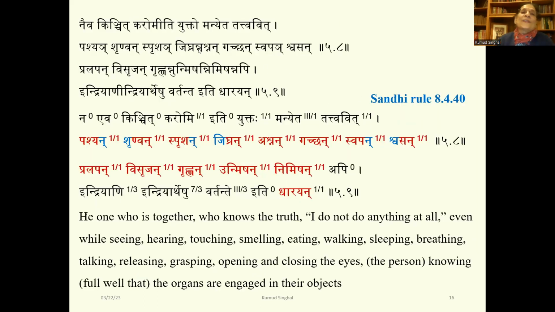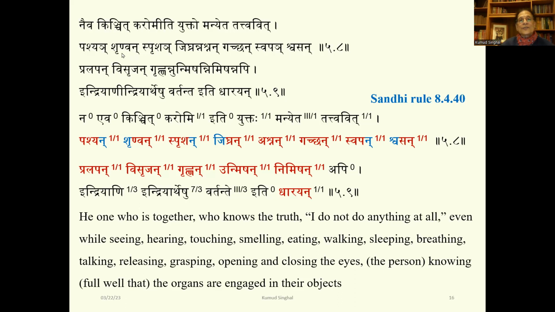Okay. The Shatra Pratyaya: this is an excellent example from Bhagavad Gita. It uses 14 Shatra Pratyaya forms in verses 5.8 and 5.9. An excellent example of the use of Shatra Pratyaya in Bhagavad Gita. So let's look at these 2 verses. Na eva kinchit karomi iti yuktah manyet tattvavit. Right. Now comes the Shatra form.